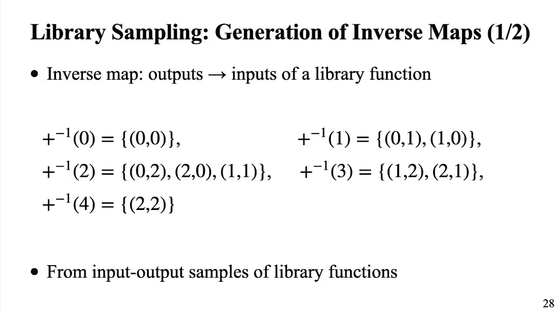It additionally generates a set of inverse maps. An inverse map is a function from output to input of a library function. For example, the inverse map for the addition operator is shown here. Given an output, it returns a set of inputs that can produce the output. Such an inverse map can be obtained from input-output samples collected from evaluation of a library function. And those inverse maps will be used for reasoning involving the library functions in the following synthesis phases.